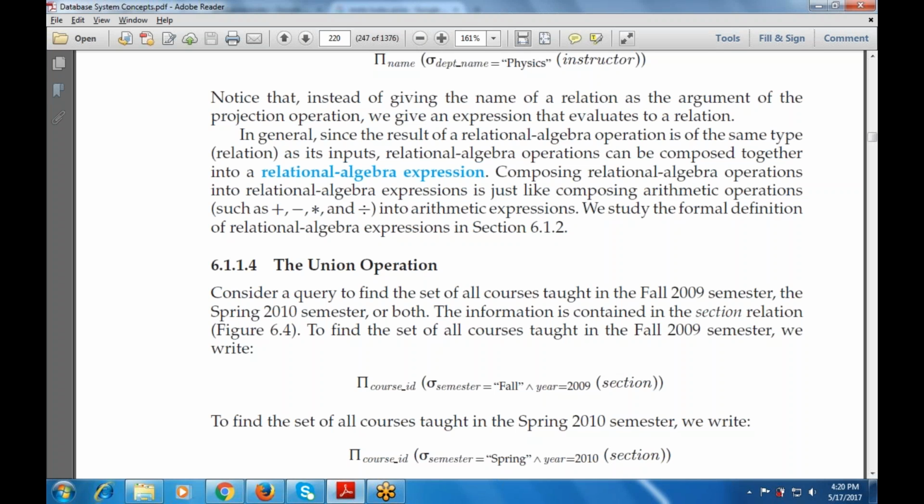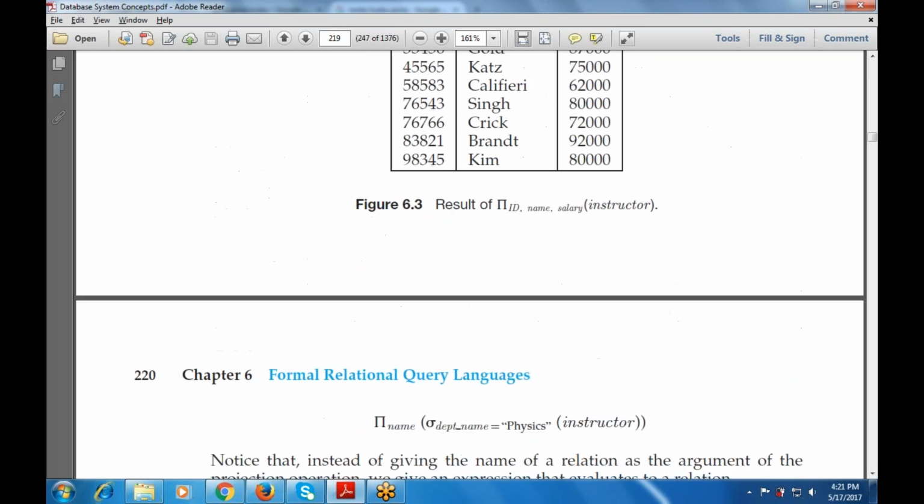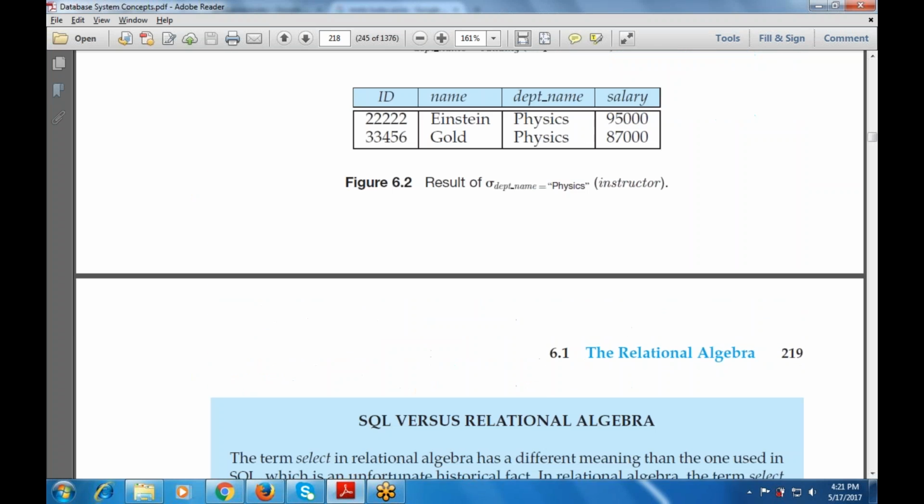To find the set of all the courses that are taught in the fall 2009 semester, we write pi course ID. So we are fetching out only one column. What is the condition in that column? Semester equals to fall and year equals to 2009. How do I know this is and? Because this is given over here.